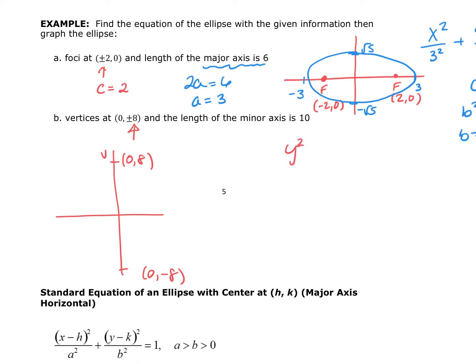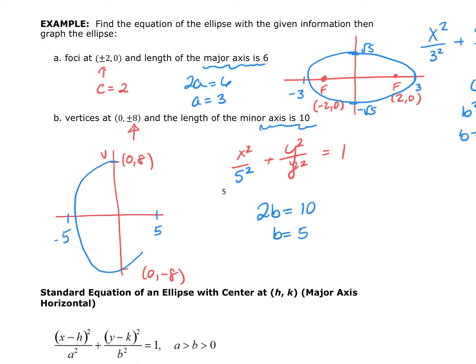That means y squared over 8 squared. I have the x squared over, and I'm going to have to find that in a minute, is equal to 1. Now they tell me that my minor axis is equal to 10. Well, we know that 2 times b is equal to the length of the minor axis. That means that b must be 5. That tells me that this must be 5 squared here. So I go out 5 in each direction, and I draw my shape.